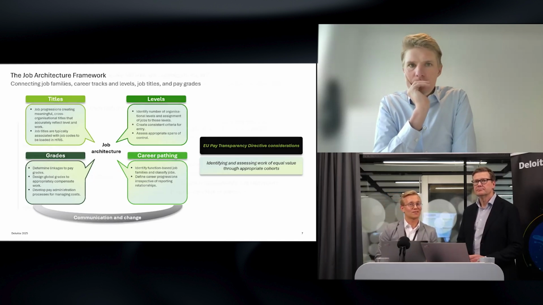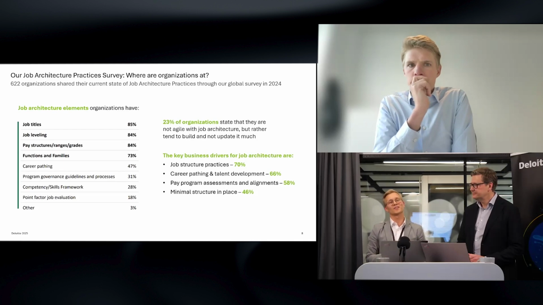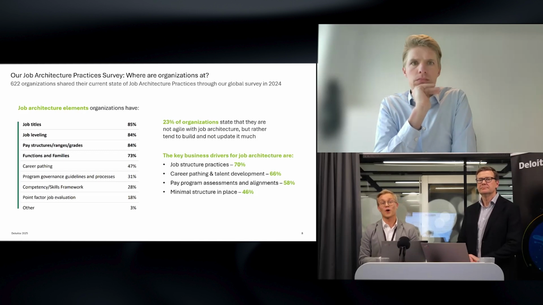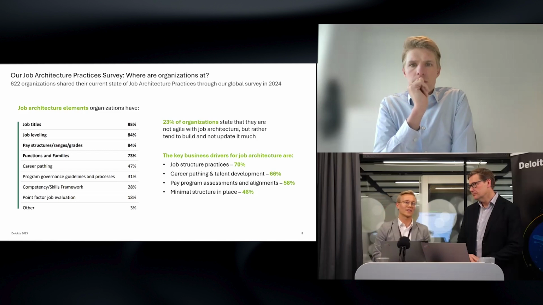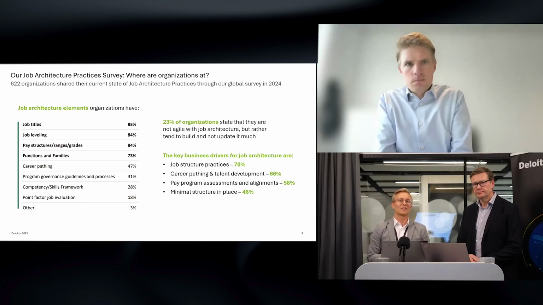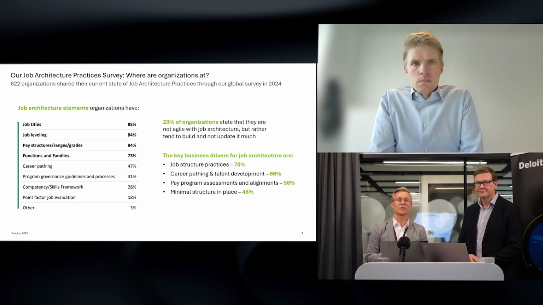Good. Then going forward, we have our global job architecture practices survey results here on the screen. We have this yearly study we do throughout the globe with organizations, and last year we conducted it with 600-plus respondents, organizations sharing the current state of their job architecture practices. There are good points that we found through the survey that we wanted to share here, also in the beginning of the webinar with you.